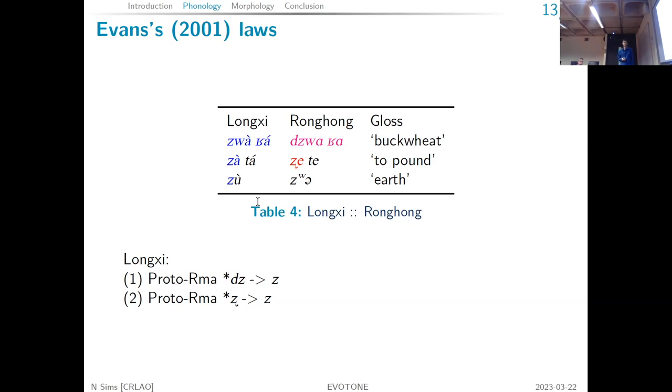some one-off changes, especially for Longxi. So we see a loss of distinction between zi and sa, and a loss of distinction between retroflex and non-retroflex. So Longxi here is really not giving us as much information. Longxi is generally very conservative and trustworthy, but in this case we need additional information to figure out how to reconstruct it.